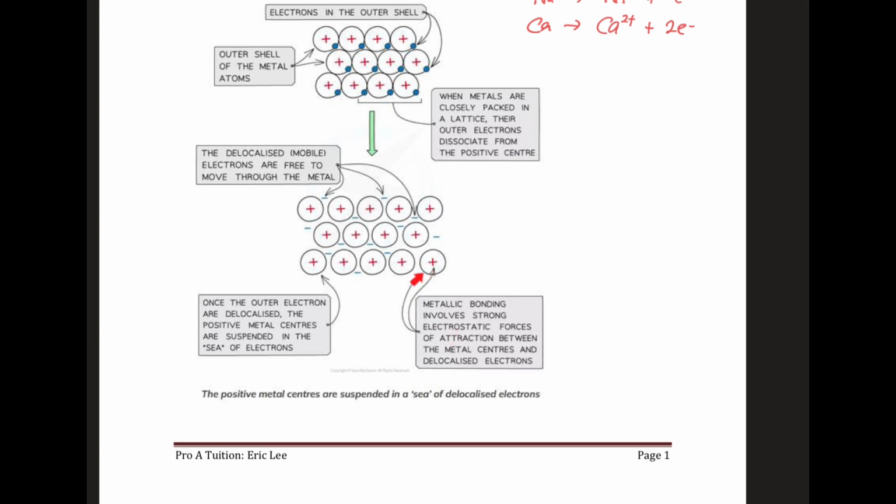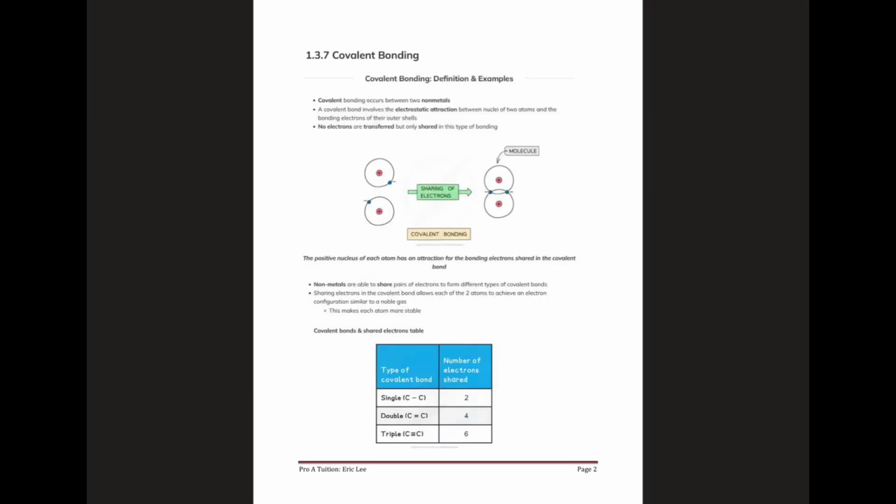So these are the attractions, the metallic bond, positive and negative. Okay, let's move on. That's all about metallic bond. It's quite short. Covalent bond is the one that is long.